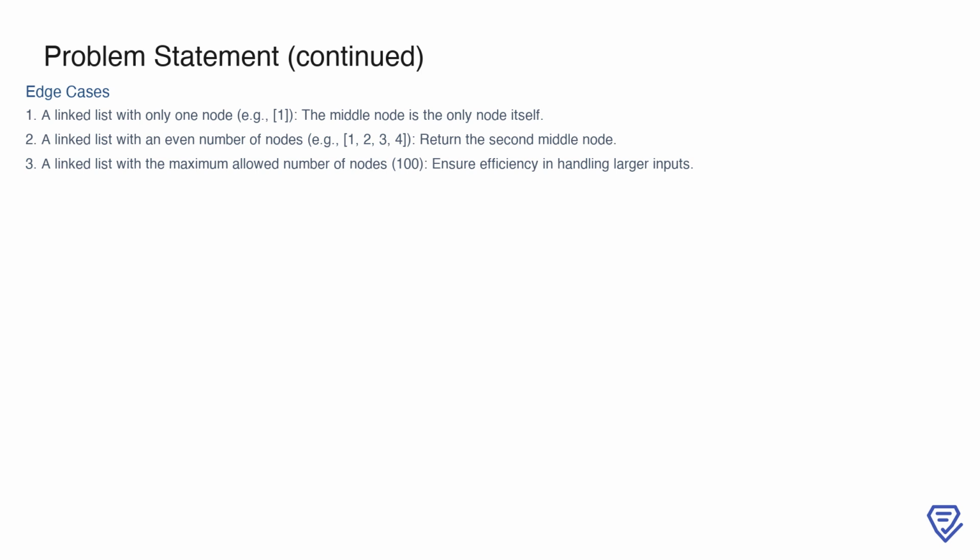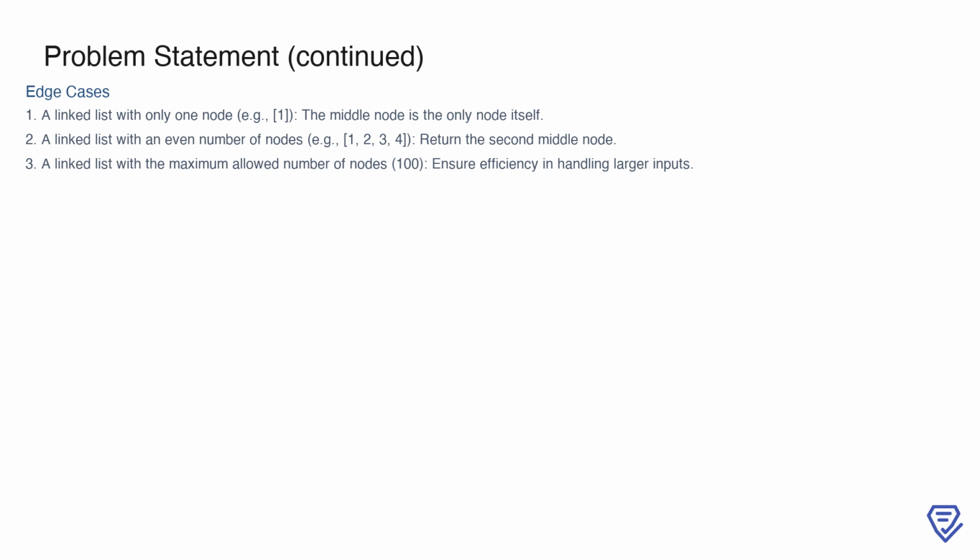First, if the linked list contains only one node, such as 1, the middle node is the single node itself, and our output should reflect that. Second, for a linked list with an even number of nodes, such as 1, 2, 3, 4, we must be careful to return the second middle node, which in this case is 3. Finally, when the linked list reaches the maximum constraint of 100 nodes, our solution must handle this efficiently.